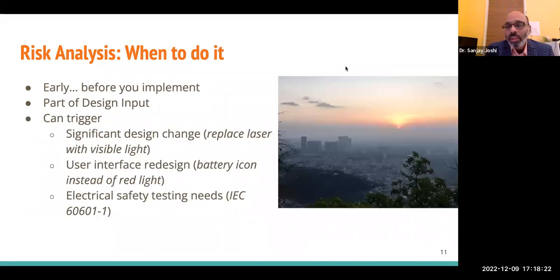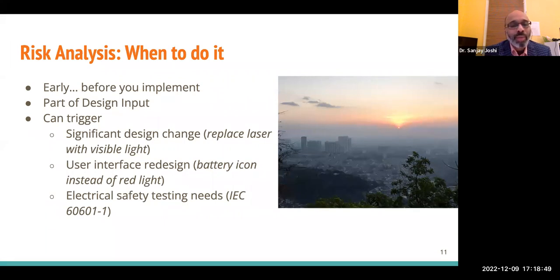So then the next question is, when do you do it? We always recommend you do it as early as possible, especially before you implement the design of your device. You obviously need to know something, and that's why we always consider this part of the design input phase. When you are gathering the user requirements and creating the plans, risk analysis is a critical part of gathering the requirements. And the reason we do this is because it can trigger some significant design changes.